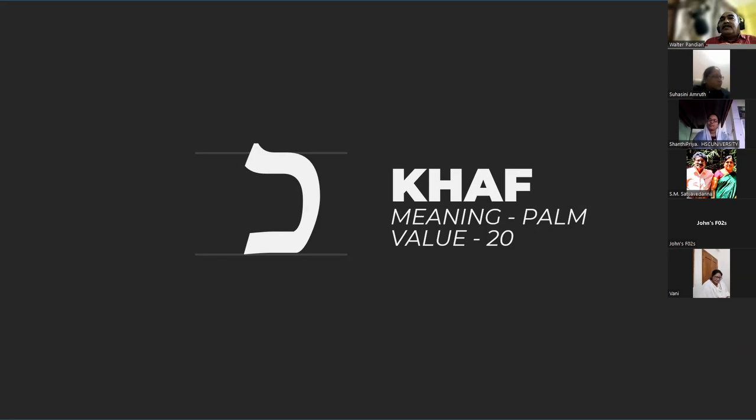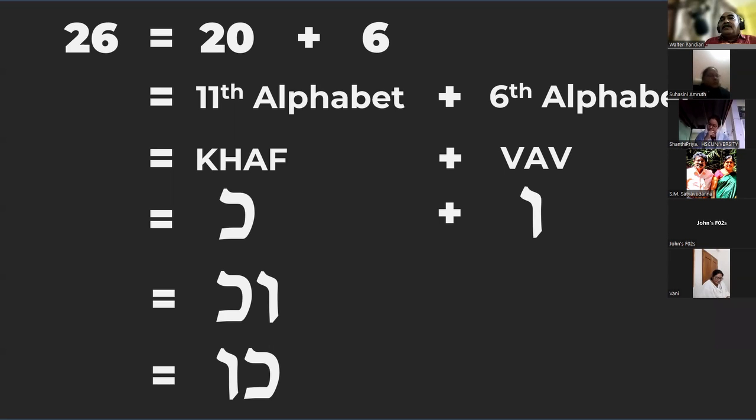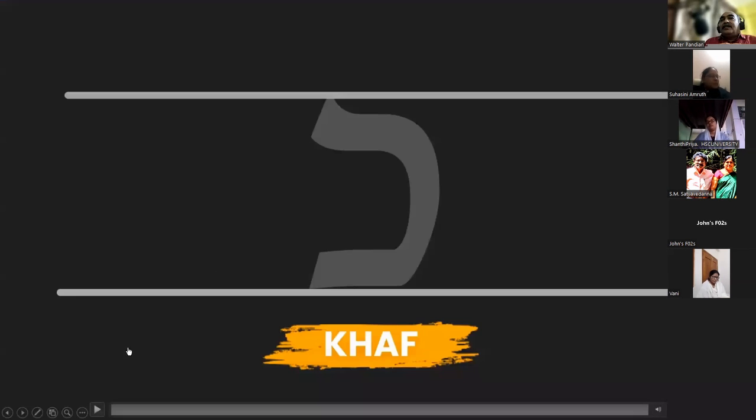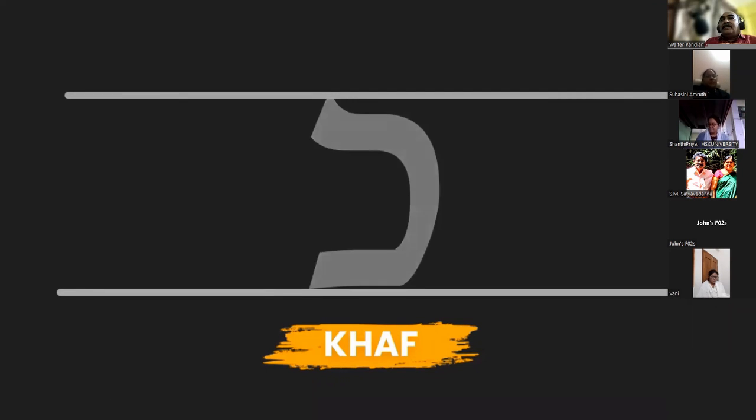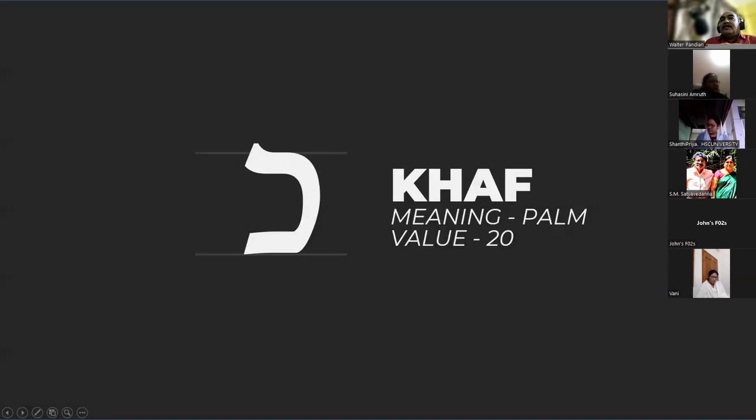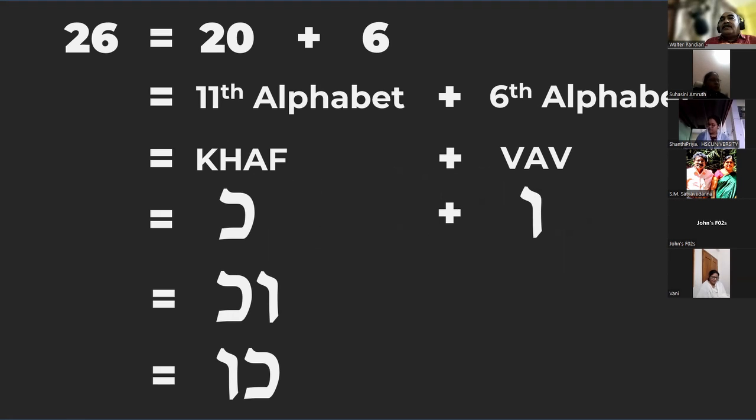Okay, let us go back to the values again. The 11th alphabet is Kaf, and the 6th alphabet is Vav. So how to write Kaf? You have to reverse the C. English, how we write C, just reverse it. That is Kaf. I'll show you how to write it. Just check the video. Yes, in this way you have to write Kaf. It is just like C, you just curve it. That is the way to write Kaf. I'll show you again later on.